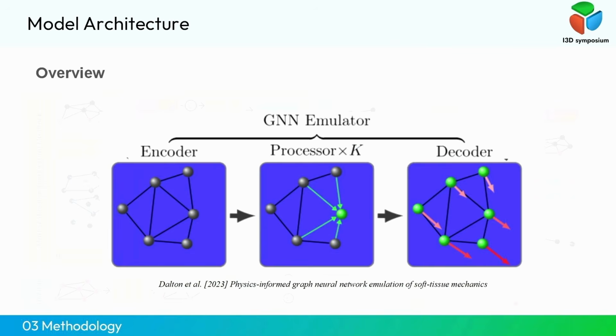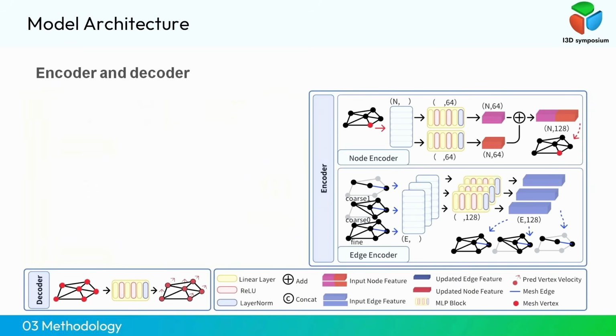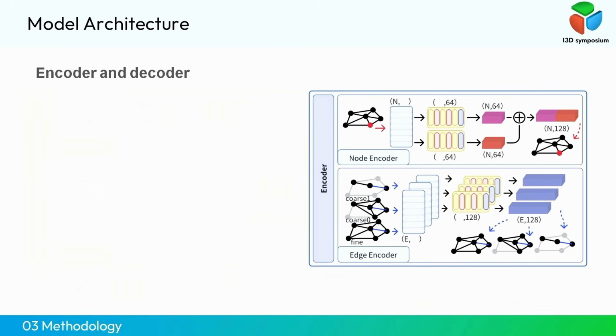Overall architecture. Both the musculoskeletal and soft tissue neural deformers adopt a physics-inspired graph neural network architecture, PIGNN, following the encoder-processor-decoder paradigm to process features and output physically meaningful predictions. Encoder and decoder. The encoder converts parameter vectors from nodes and edges into embedding features, consisting of node encoders and edge encoders, both implemented as multi-layer perceptrons, MLPs.